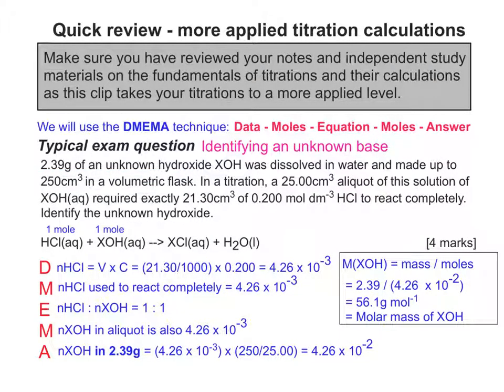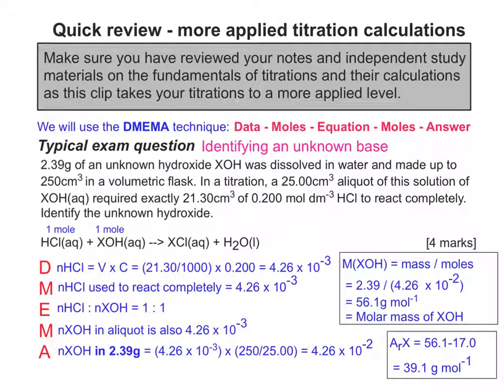So you can rearrange moles equals mass over molar mass to work out the molar mass of XOH as 56.1 grams per mole. So if we take the hydroxide ion, the Mr of OH is 17.0 grams per mole.